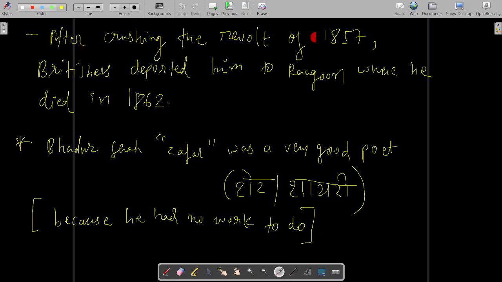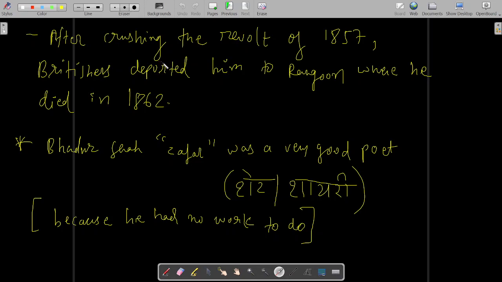After crushing the revolt of 1857, the Britishers found Bahadur Shah Zafar guilty of being involved in the revolt. So the Britishers deported him to Rangoon, where he died in 1862. Okay, so Bahadur Shah Zafar died in 1862 in Rangoon. Why did the Britishers deport him to Rangoon? Why did the British not let him die in India?